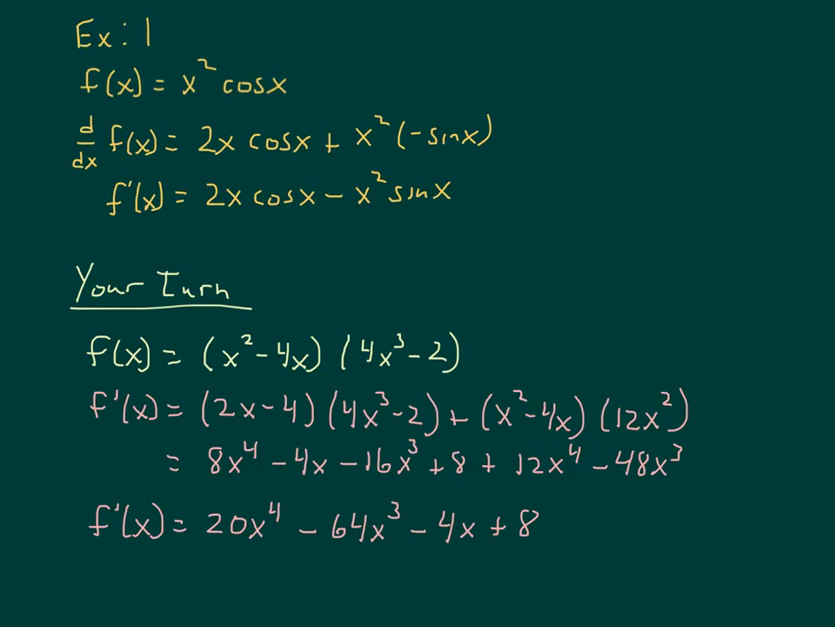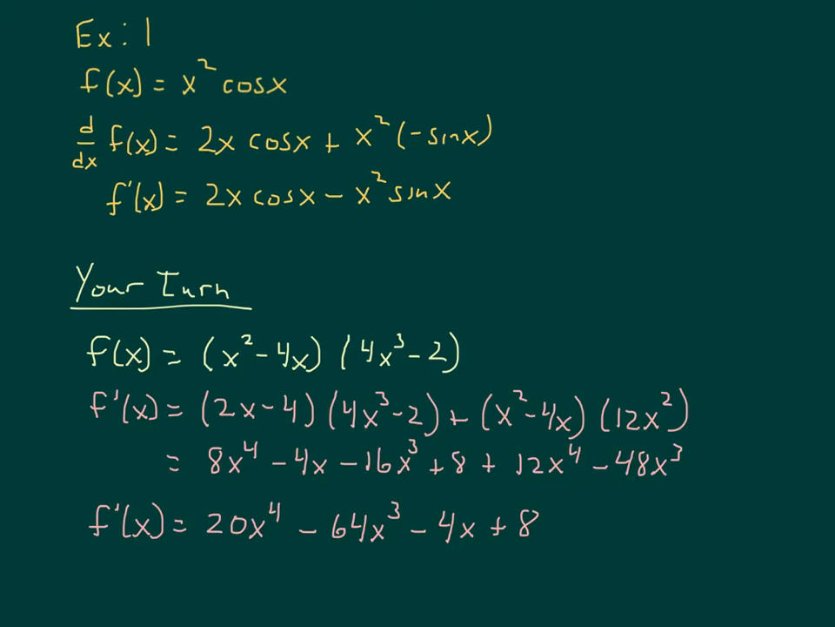At this point, I would need to go and multiply everything out. So I'll have to FOIL these first two. And when I do that, I get 2x times 4x cubed gives me 8x to the fourth. 2x times the negative 2 gives me minus 4x. Negative 4 times 4x cubed is negative 16x cubed. And negative 4 times negative 2 is a positive 8. Plus, when I distribute this 12x squared inside, I will get the 12x to the fourth minus 48x cubed.